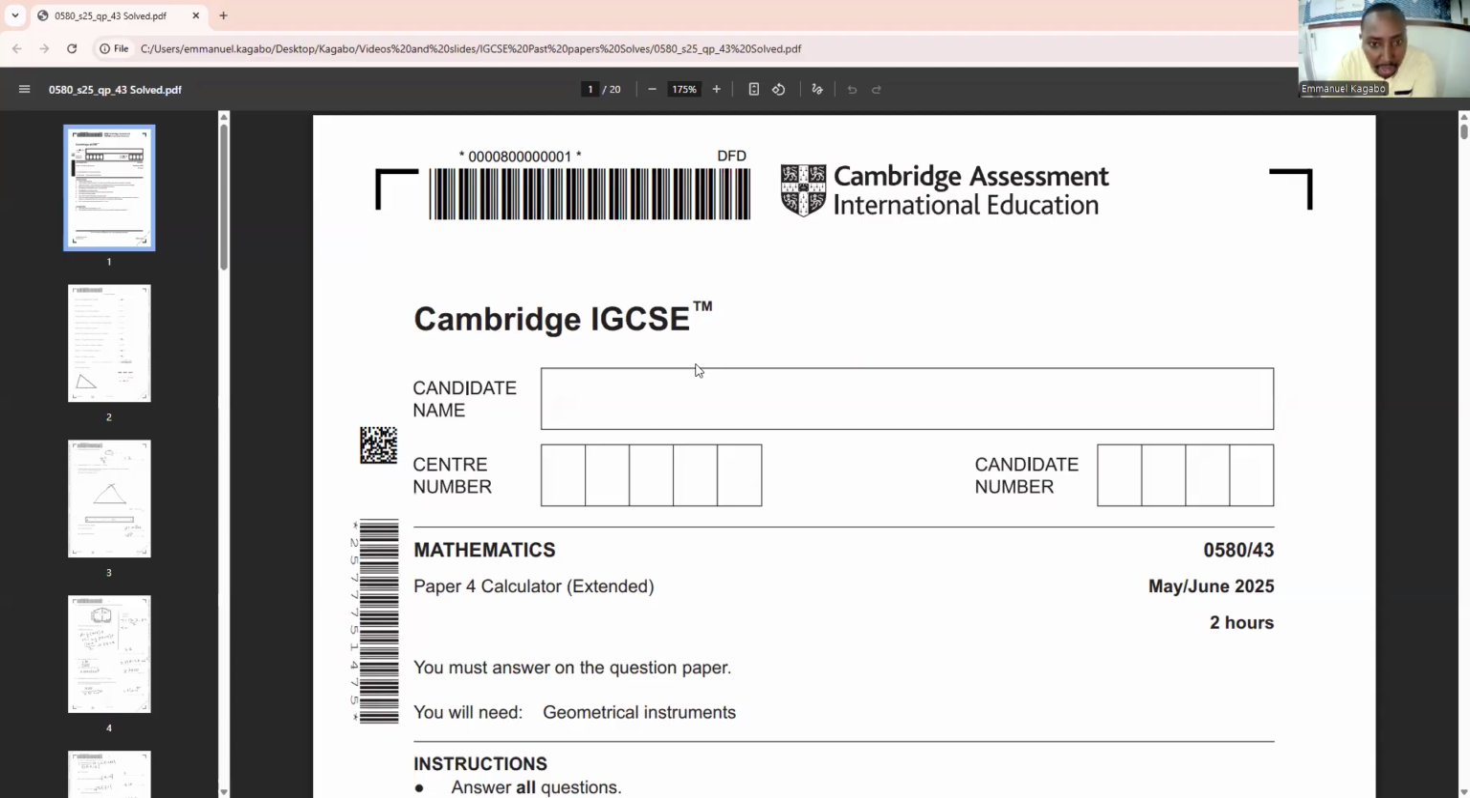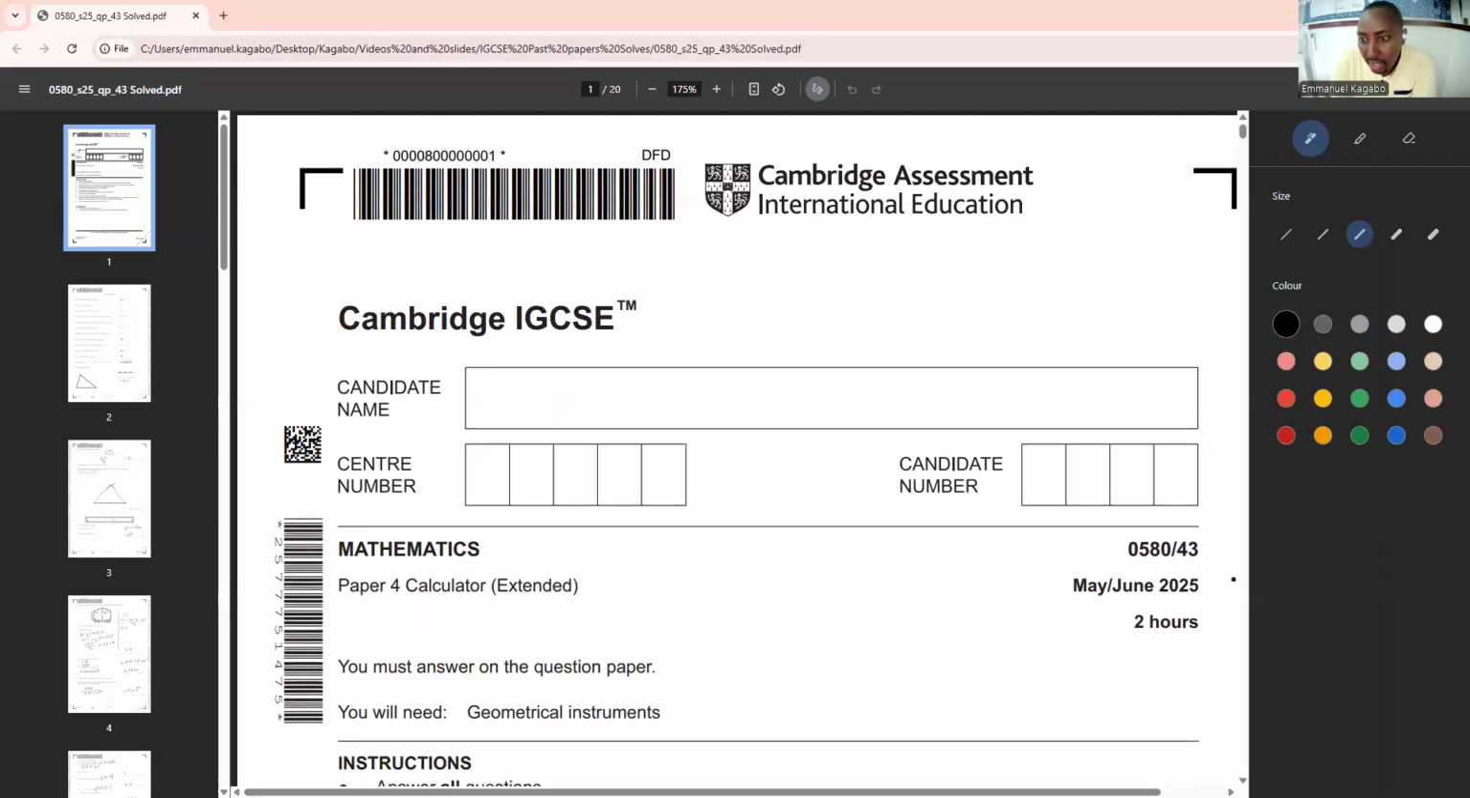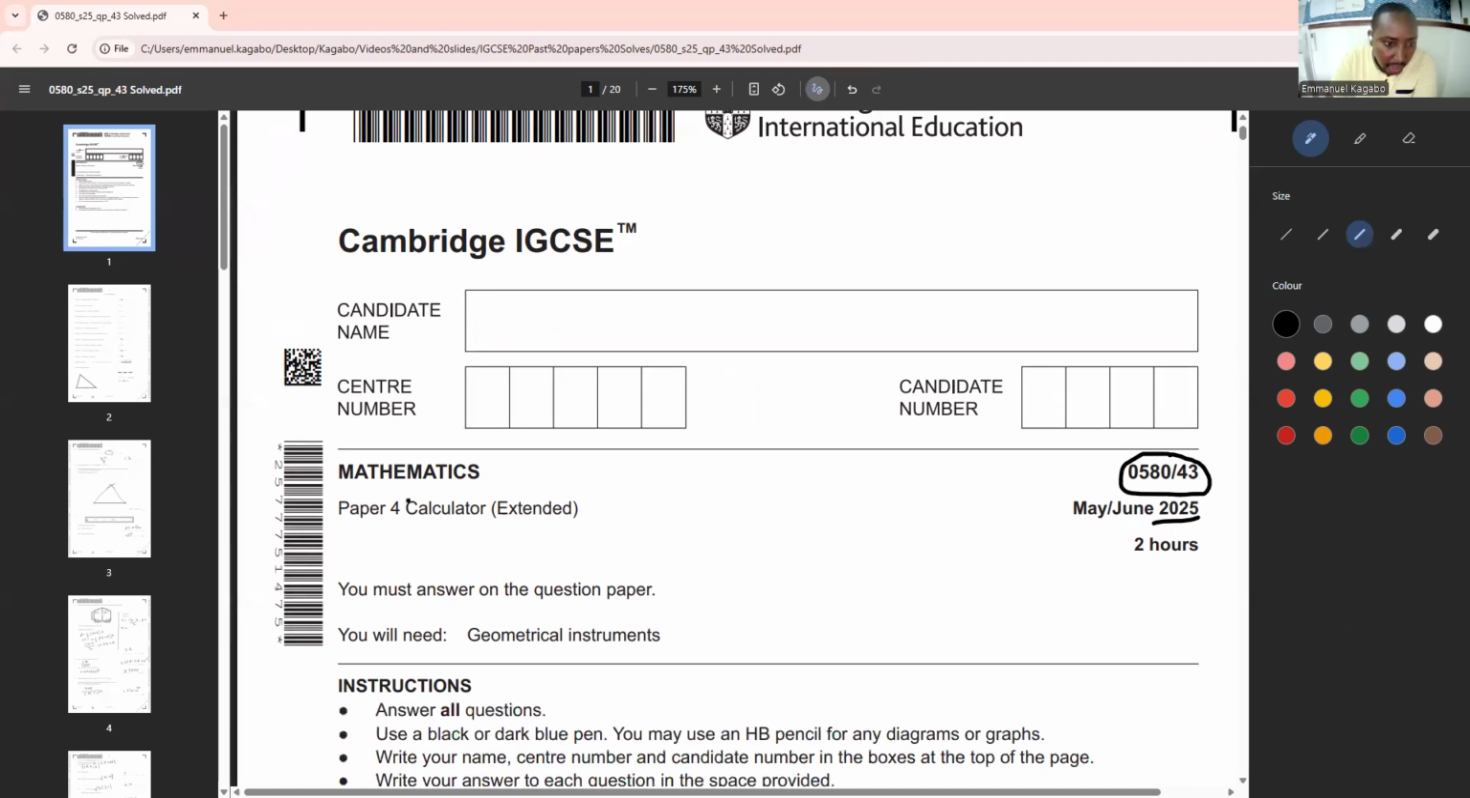Today, I'm going to do IGCSE past paper questions. I'm doing paper 4, the time zone for May/June 2025. That's the paper I'm going to do. It's a paper 4 where a calculator is allowed.